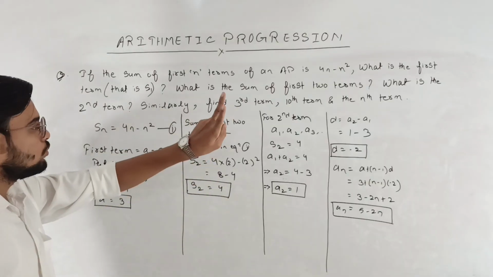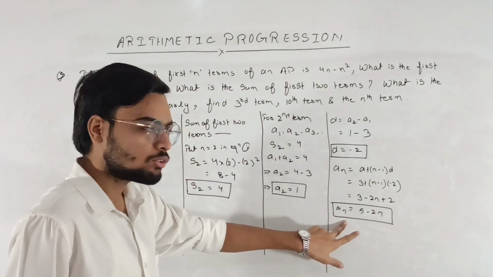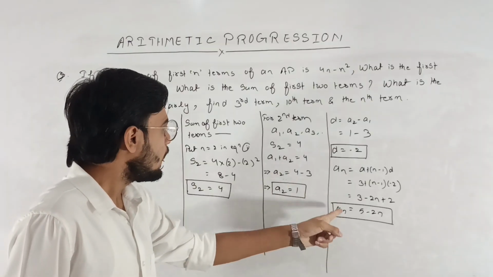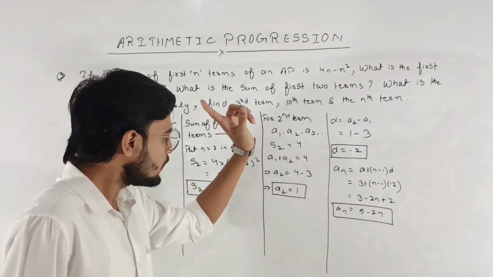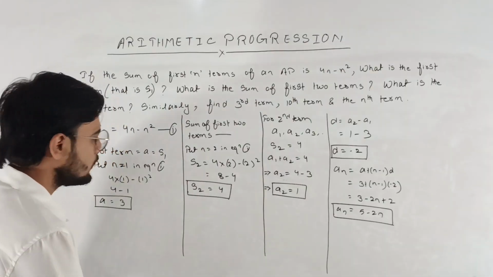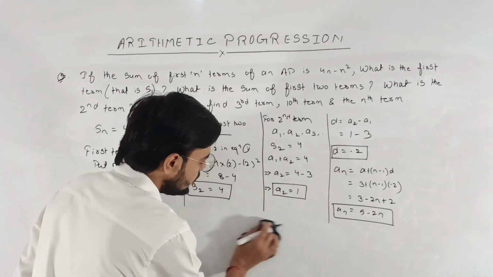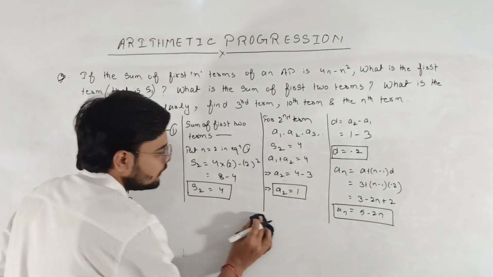Now I have to find two more things, the third term and the 10th term. The nth term is this one. So if I put n equal to 3, then I get the third term, and if I put 10 in place of n, then I get my 10th term. So now let's find it. First the third term, then the 10th term.